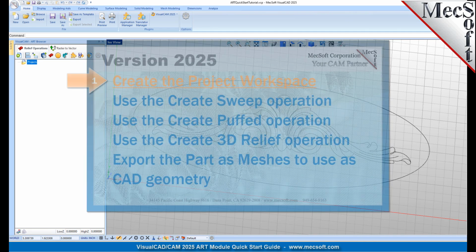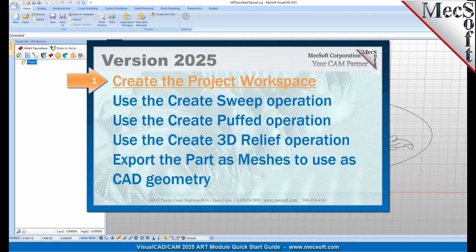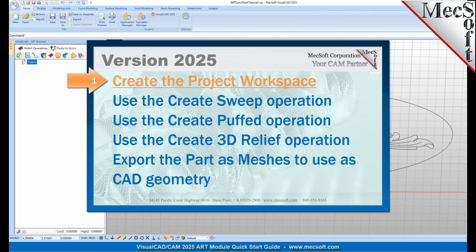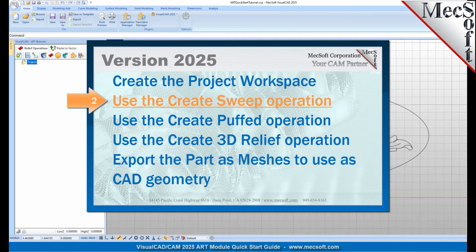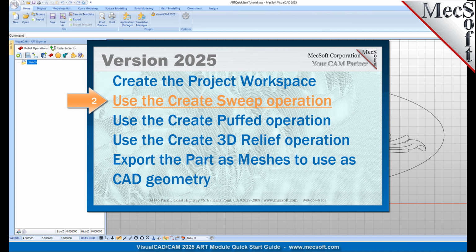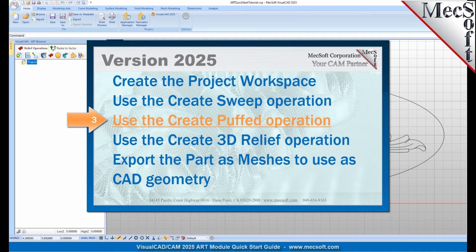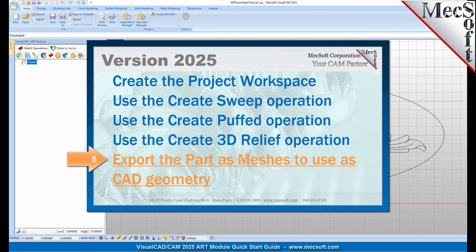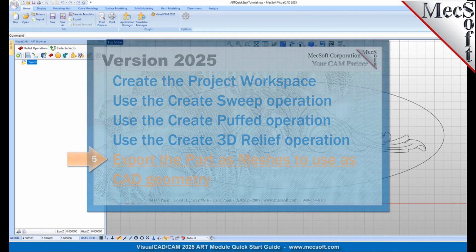We will perform the following basic steps to create relief shapes. First, we will create the project workspace. Then, we will use the Create Sweep operation. And after that, we will use the Create Puffed operation. Then, the Create 3D Relief operation. And then finally, we will export the part as meshes to use as CAD geometry.